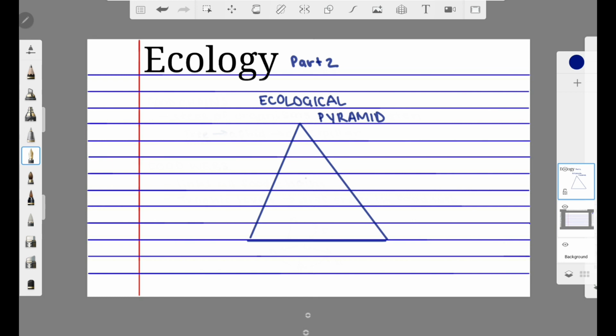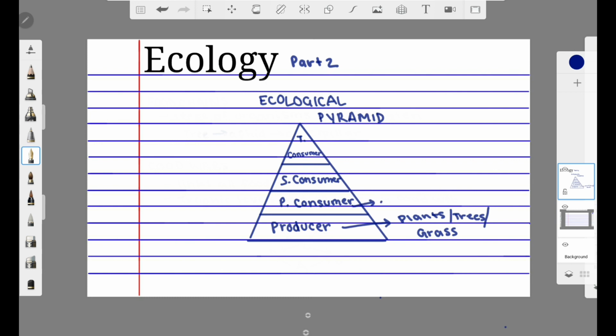An ecological pyramid is a diagram that shows energy in different trophic levels. So first let's go over the different trophic levels. In the different trophic levels, first you always have your producer, your plants, anything that provides for itself. Then you have your primary consumer. This is the animal that directly eats the producer.